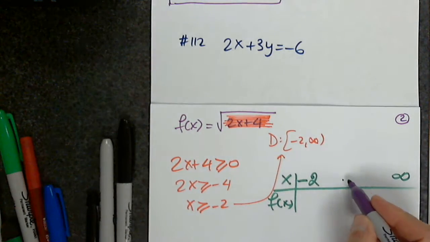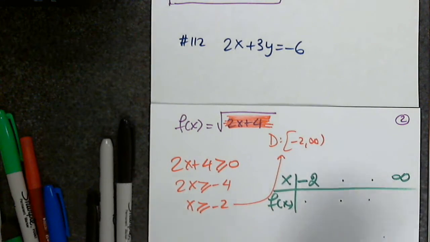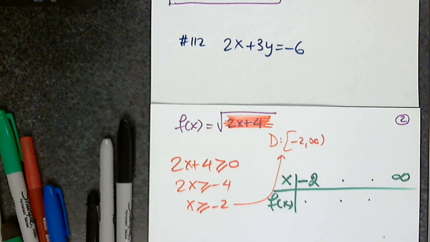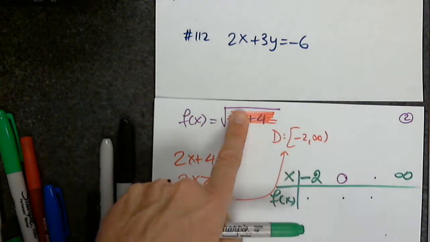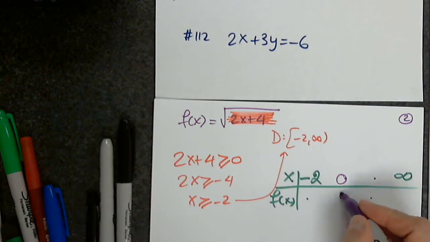So give me two more x values and the corresponding y values. Two more x values and then the corresponding y values. 0. Very good. 0 is a good one. Why? Because 2 times 0 is 0. The square root of 4, 2.